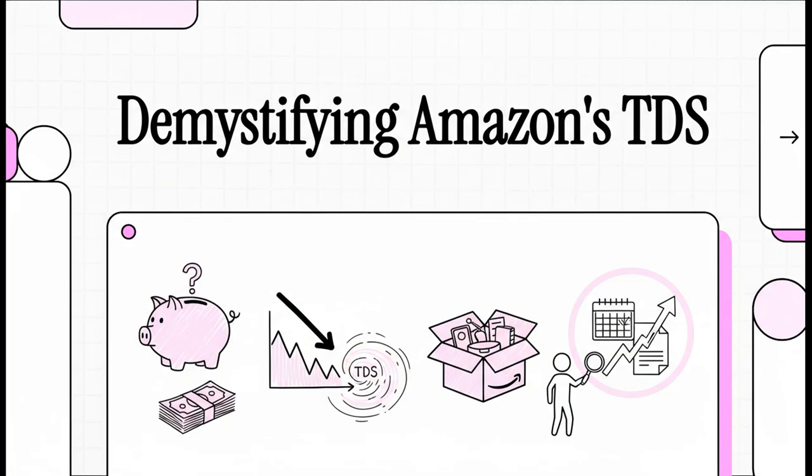If you're an Amazon seller in India, you've probably seen it, that mysterious TDS line just sitting there on your payment report. It can be super confusing, right? Well, today we're going to pull back the curtain on this whole tax deduction thing. By the end of this, you'll know exactly what it is, why it's there, and how to handle it.